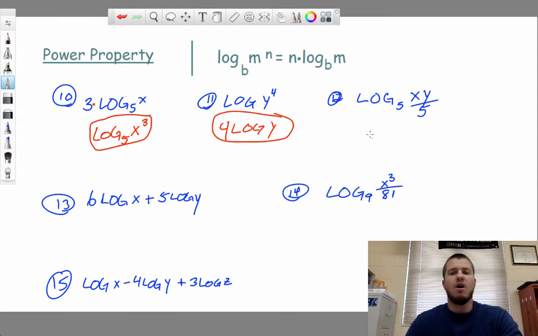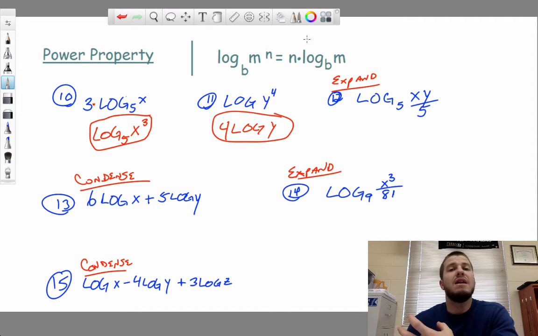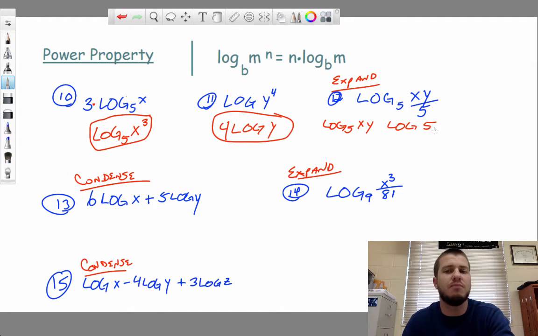These next few have several different rules embedded in the one problem. So this is going to be to expand. You may end up making mistakes if you try to do too much at once. If you take it one step at a time, I'm going to separate these with the division part first. Because xy is being divided by 5, I can separate each of those into 2 separate logs using subtraction.